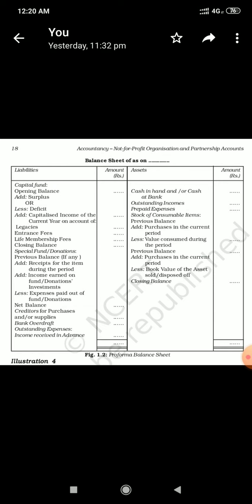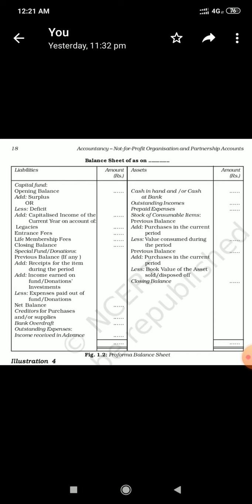If any value is consumed during the period, less that. Then for assets, the previous balance, add purchases in the current period, less book value of the assets sold or any type of depreciation. If we show any assets or any consumable goods, first we show the opening balance, then add any purchase, then less any utilization. For assets, the previous balance, then add purchase of new assets, then less depreciation or sold, then the closing balance.